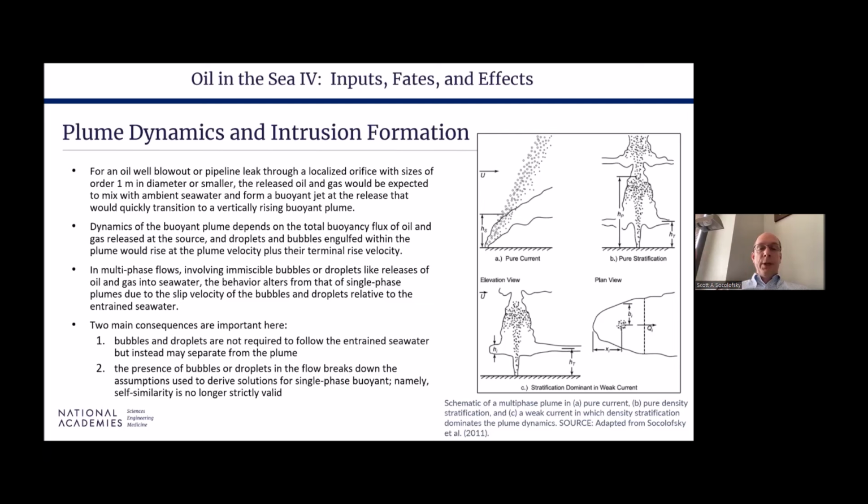What we see in this figure, for example, in the pure current, is that you release oil and gas into the ocean, the lateral current pushes the plume over, and then the entrained seawater that goes with that dark black curve goes somewhere other than the gas bubbles and perhaps the oil droplets, depending on their size. Likewise, the ocean water column is stratified. We have denser water at the bottom than at the top. And so as a plume of oil and gas rises through the ocean, it will be dragging denser bottom water up. Eventually, that bottom water cannot continue to rise and could fall down to form intrusions.